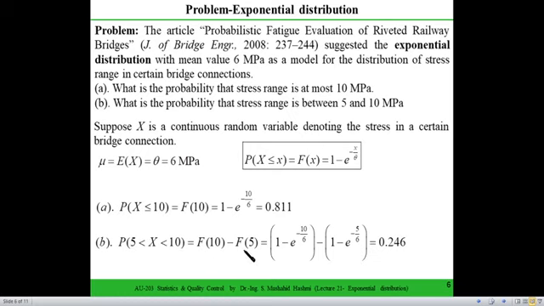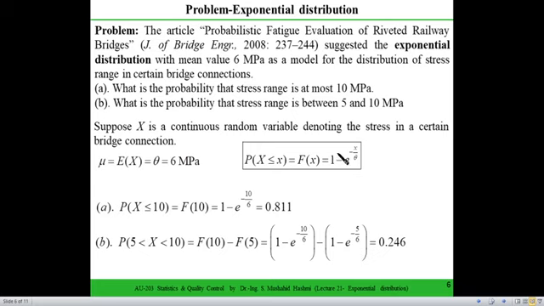So F of 10 we can easily work out just substituting x value 10 and theta is 6. And since the x here is 5, simplify it, so the area under the curve in that limit between 5 and 10 would be 0.246. So I have used this. You can directly use the PDF to calculate the same thing as well. So there are different ways of finding out.